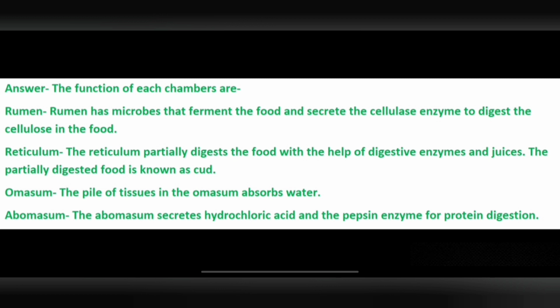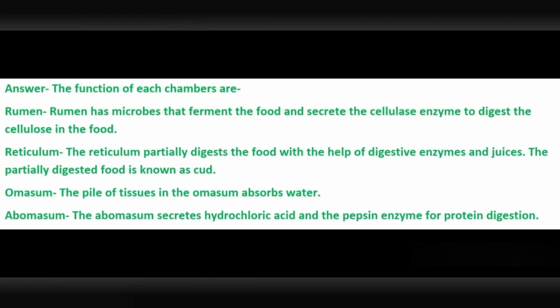Omasum's function is to absorb water. The pile of tissues in the omasum absorbs water. And the abomasum's function is, the abomasum secretes hydrochloric acid and the pepsin enzyme for protein digestion. So that's all about question number 2.